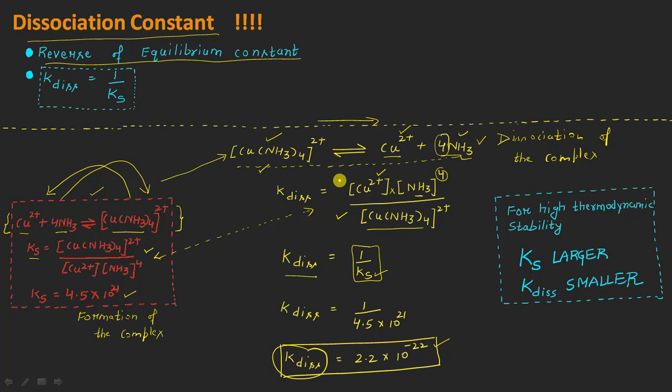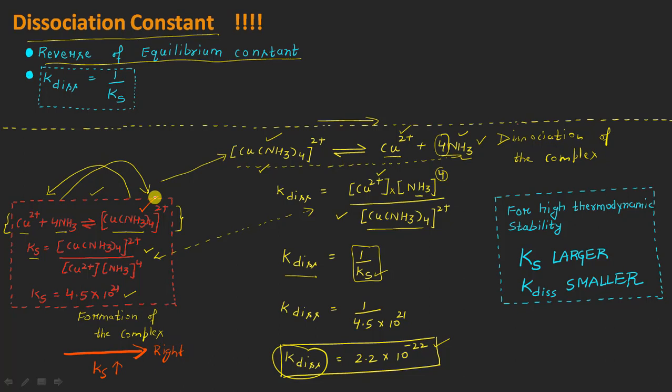And now the important part to understand is that for such type of equilibrium in which the reaction is towards this direction, if the value of Ks is high, the equilibrium will tend to move towards this right hand side, suggesting that this complex here is thermodynamically more stable, right?